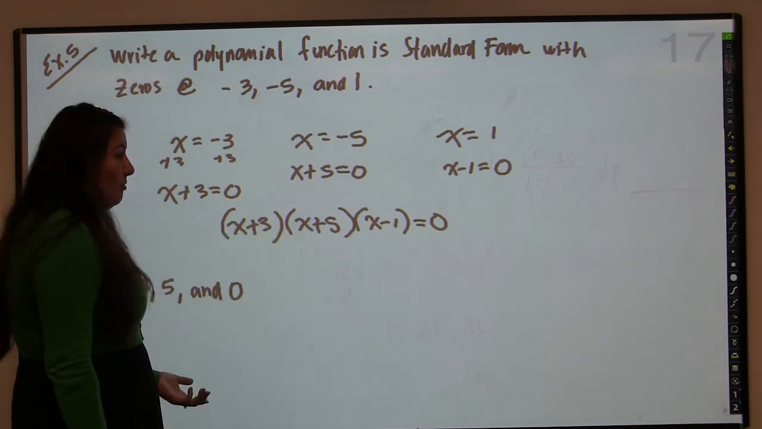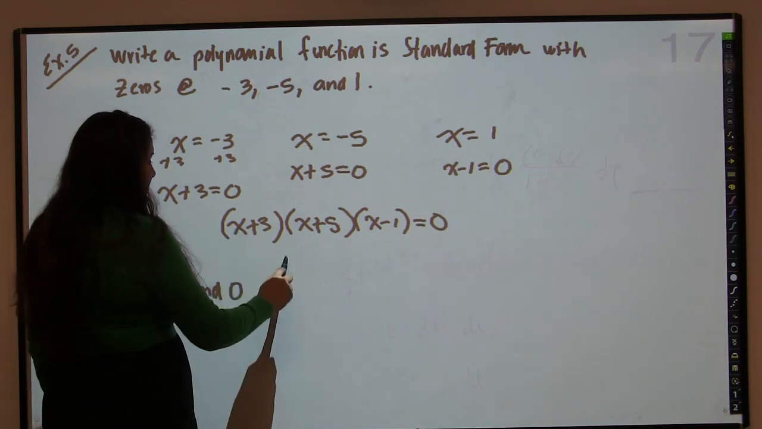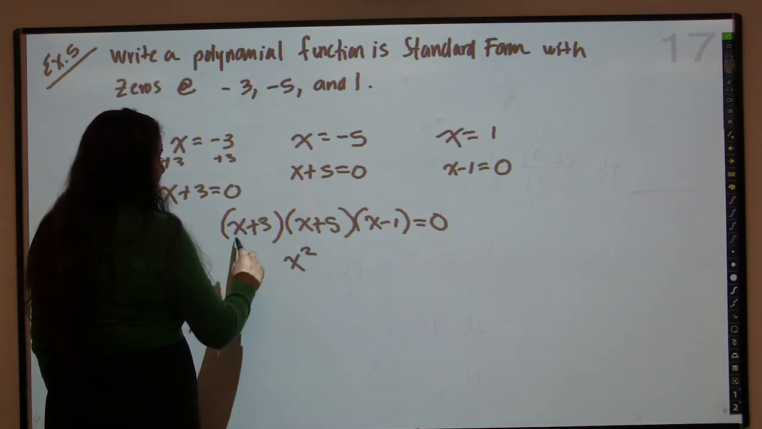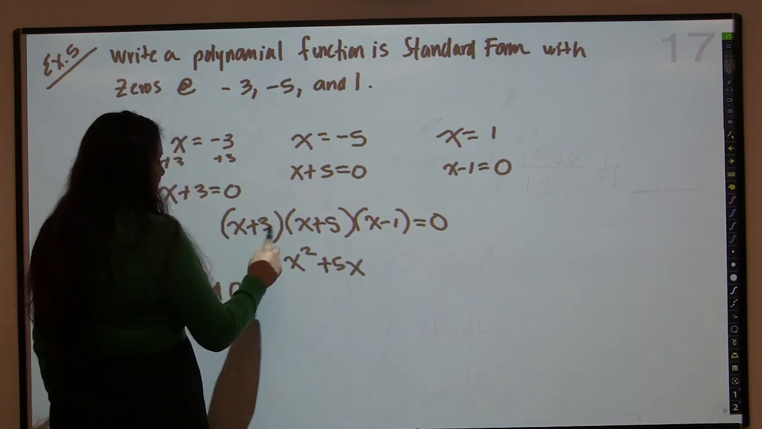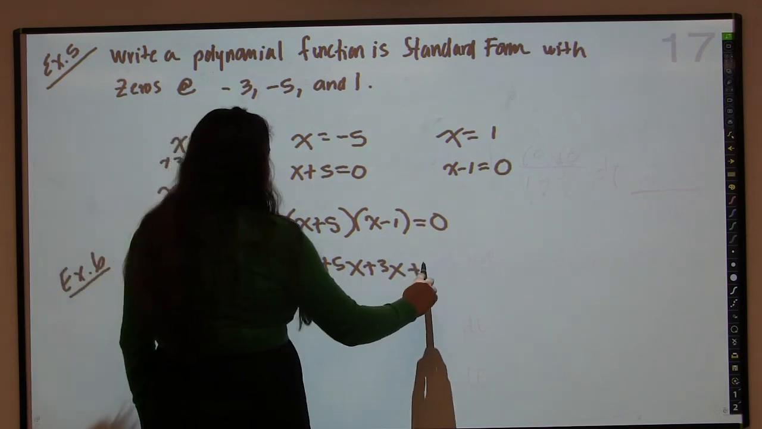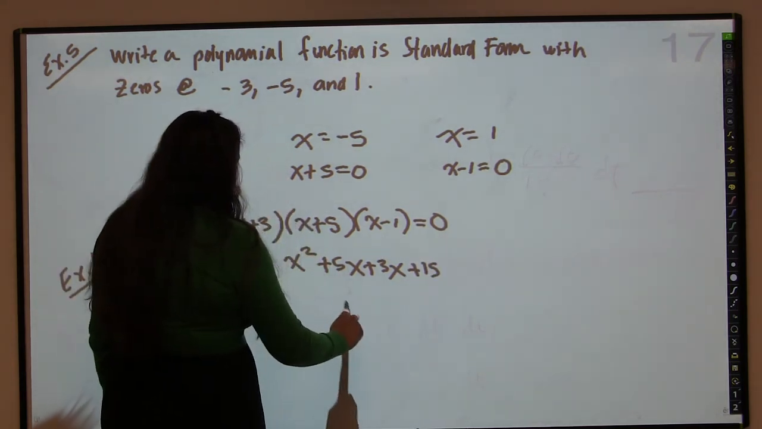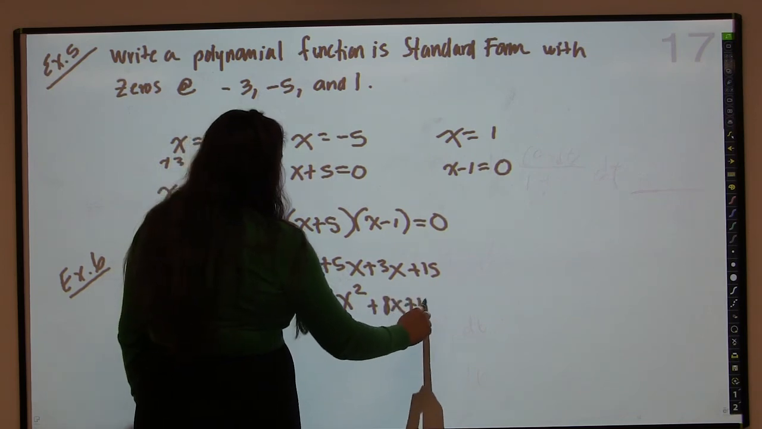And we did that earlier at the beginning of the class period. So we want to FOIL this all. I'm going to do it really quick here. X times x is x squared. X times 5 is 5x. X times 3 is 3x. And then last times last is 3 times 5 is 15. Okay, so then that's going to give us x squared plus 8x plus 15.